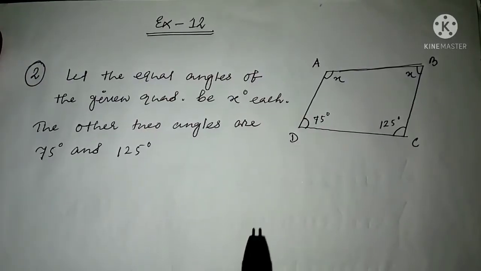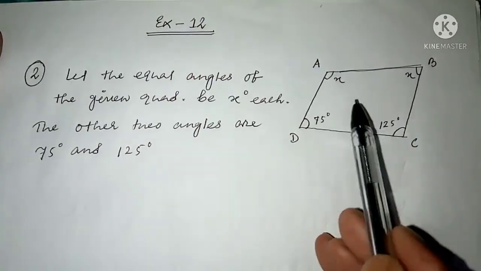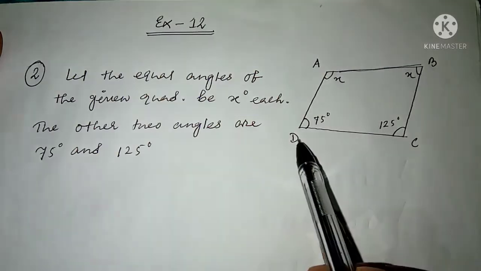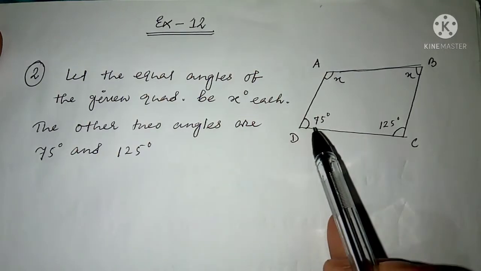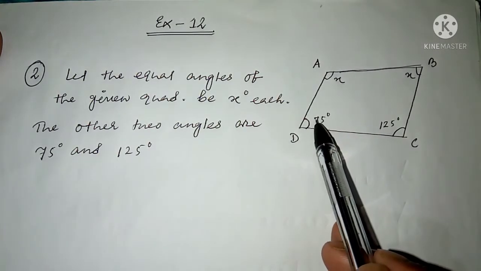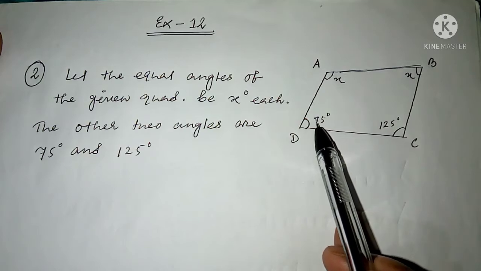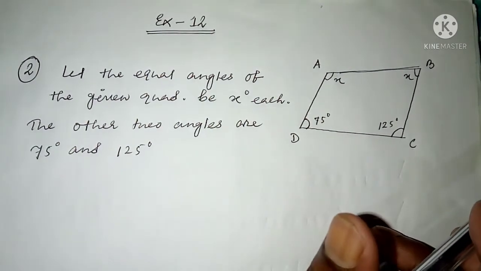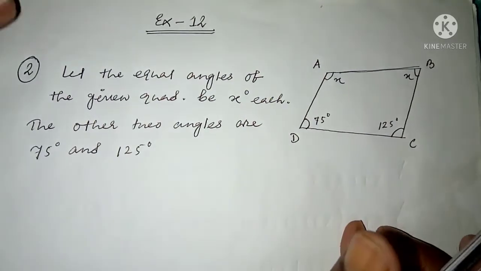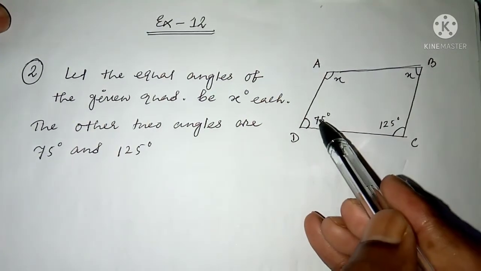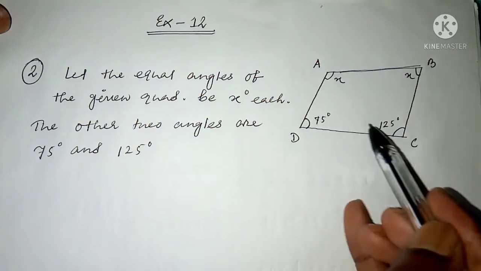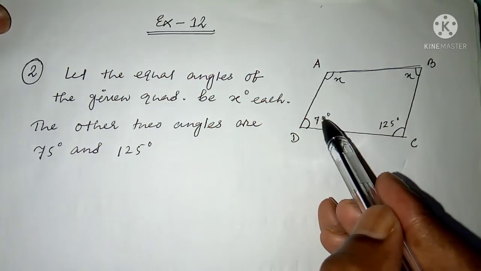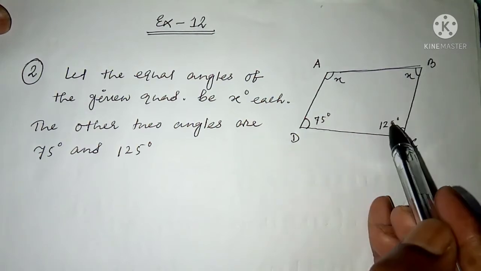For this question I have drawn a random figure here, which is a quadrilateral. I have assumed A, B, C, D is a quadrilateral. We are given that two adjacent angles are 75 degrees and 125 degrees. You can see I have written 75 degrees here and 125 degrees here. Why am I writing like this? Because it is given in the question that these two angles are adjacent to each other.